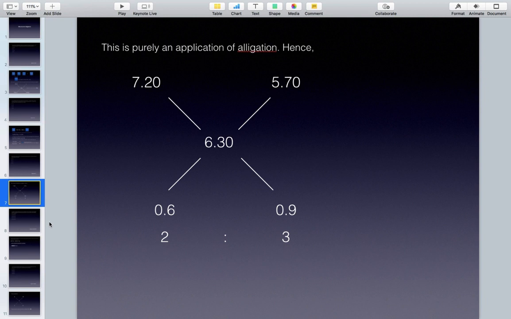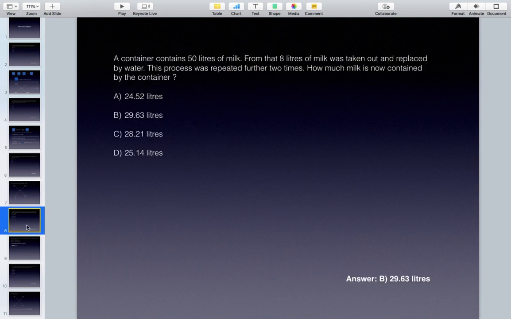So let's move on to the next question. A container contains 50 liters of milk. From that, 8 liters of milk was taken out and replaced by water. This process was repeated further 2 times. How much milk is now contained by the container?